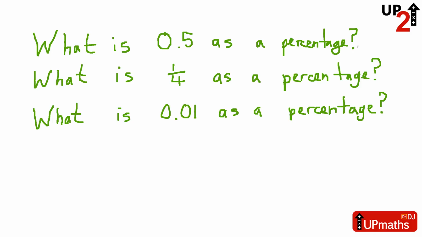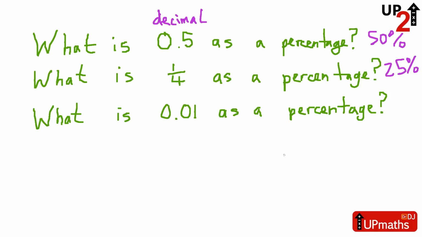What is 0.5 as a percentage? Well, 0.5 is a decimal. And when we talk about decimals and compare them to percentages, this is just what mathematicians do. We say, what is it out of 1? So as a percentage, that's 50%, because that's half of 1. What's a quarter as a percentage? That's 25%.